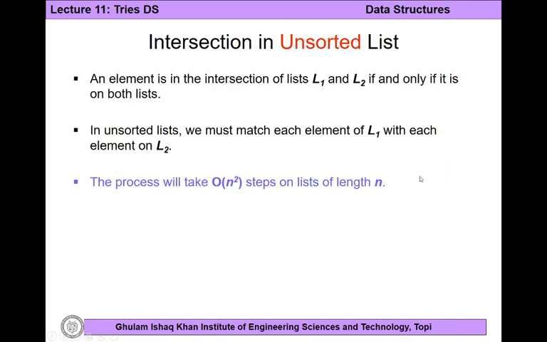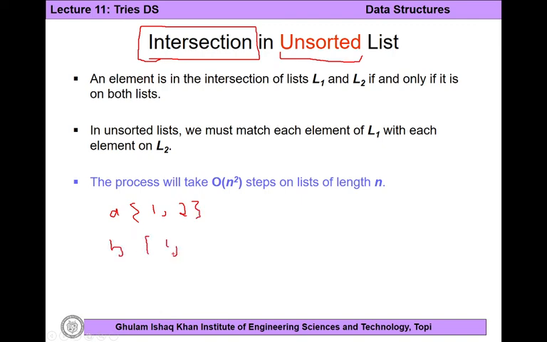Right? Now, insertion of an item in a linked list based representation of set. So when the list is unsorted, right? So sorry, it's not insertion. I'm sorry, this is intersection. So there are two lists, and we want to have an intersection of these lists. For example, set A has values 1, 2, and set B has values 1, 2, 3 and 4, and we want to have an intersection of these sets.